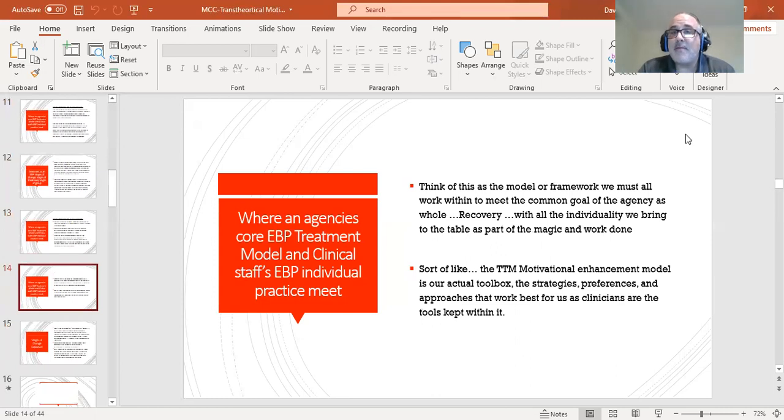Think of this as the model or framework we must all work with to meet the common goal of the agency as a whole: recovery. With all the individuality we bring to the table as part of the magic of the work that's done, the Transtheoretical model enhancement model is sort of our actual toolbox. The strategies, preferences, and approaches that work best for us as clinicians are the tools we keep within it. It's about knowing when to pull those tools out. Just because we have a shiny new hammer does not mean that every problem we encounter is a nail. You get what I'm saying there?